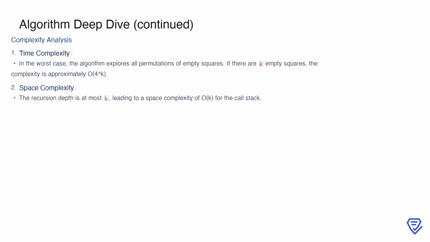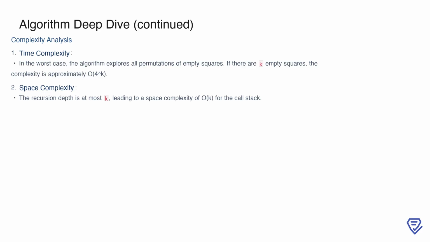Finally, let's analyze the complexity of this algorithm. In the worst case, the algorithm explores all permutations of empty squares. If there are k empty squares, the time complexity is approximately 4 to the power of k, since there are 4 potential moves from each square. As for space complexity, the maximum depth of the recursion stack is equal to the number of empty squares, resulting in a space complexity of k. While this complexity might seem high, it is acceptable for small grid sizes, which is typical for this type of problem.